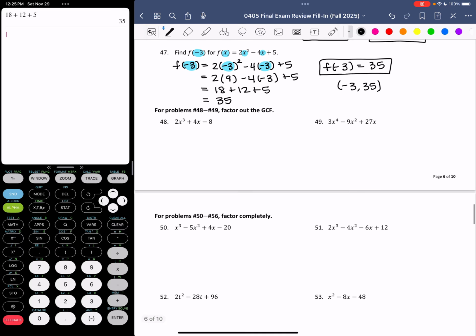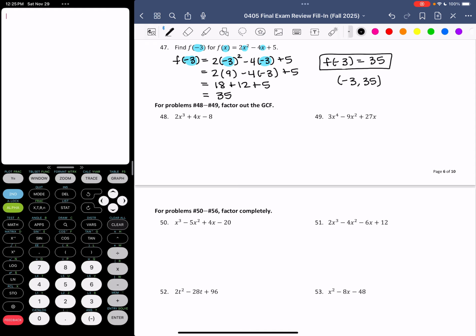Okay, 48 and 49 say to factor out the greatest common factor. So greatest common factor is the largest thing that you can divide all of your terms by. So in this case, I start by looking at the numbers and I say, okay, I've got 2, 4, and 8. I'm ignoring the signs and the variables, but looking specifically at 2, 4, and 8, I notice that all of those numbers can be divided by 2. And in fact, 2 is the biggest one because I can only divide 2 by 2. So my GCF for just the numbers is 2. But now if I look at the variables, I see I have x to the third, x, but then this one doesn't have an x right here. So the entire greatest common factor is just 2.